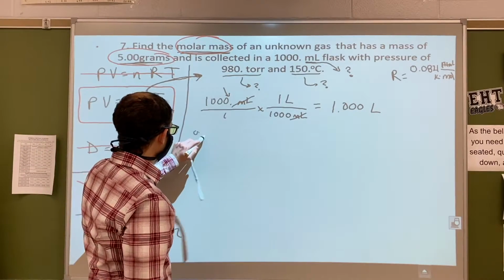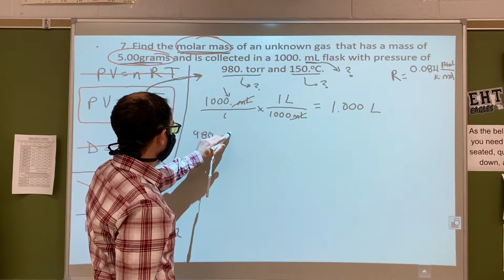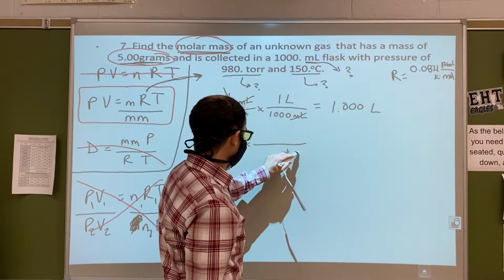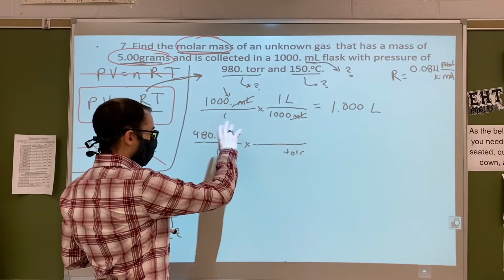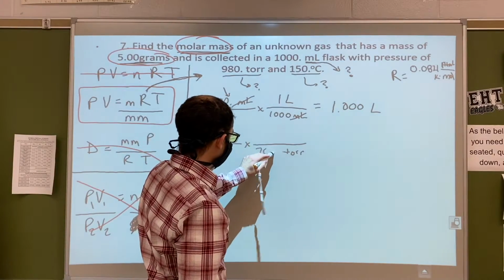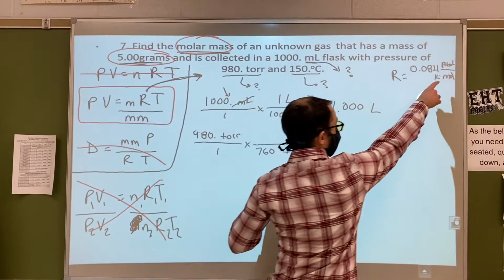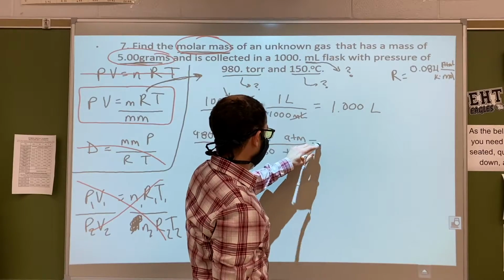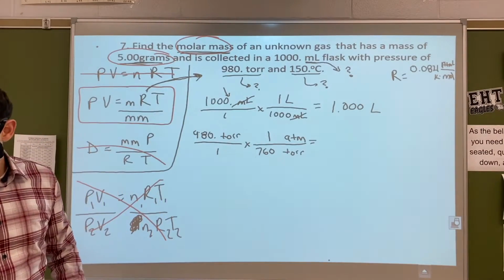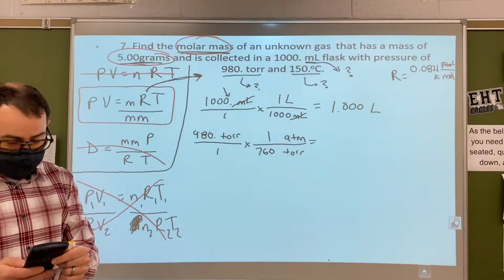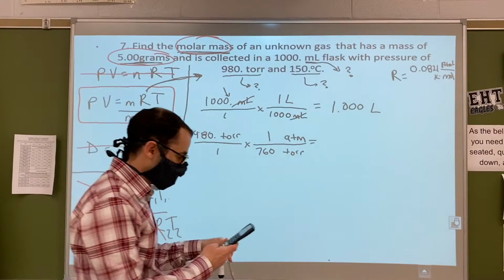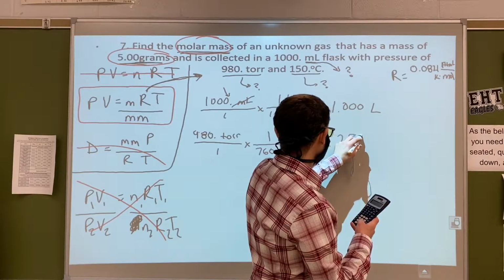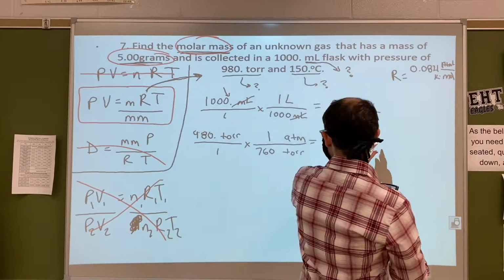Torr, 980 torr. Torr goes on the bottom. This was another one where we had a bunch of conversion factors. This one was 760. We're looking for ATM because ATM's up there. ATM and R. All right, so we have these two. We're going to divide them. So we get 980 divided by 760. It's going to give us 1.29 ATM once we round it with the 3 sig figs.